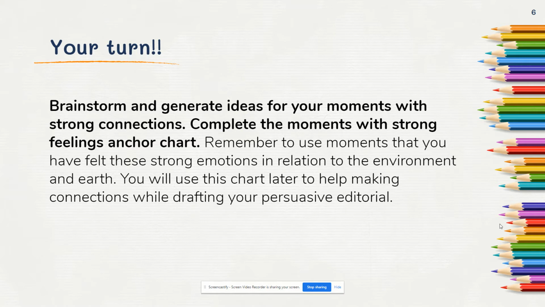However, your chart will be unique to you because your experiences are different than mine. Go now and complete your chart. Remember, you will be using this chart later to help with ideas to make connections before and during drafting your editorial piece.